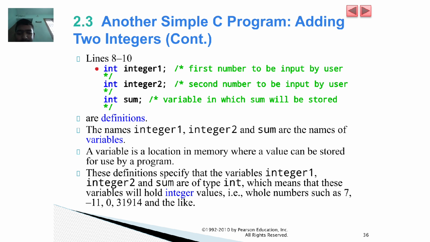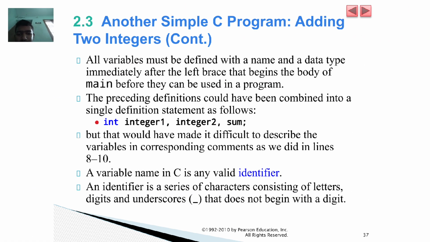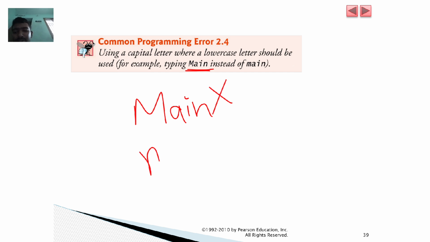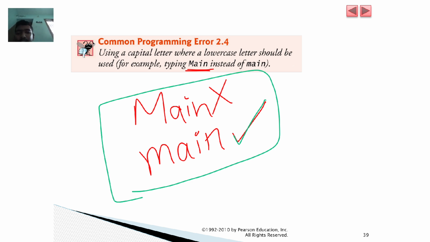I have explained all of this in the previous slides: how to take the inputs, and how to name identifiers. Using lowercase letters should be used, for example, typing main. This is also one of the errors. People at the initial level write main with a capital letter. This is completely wrong. You should use only small case for main. This is the right way of using it. Just remember, this is right.